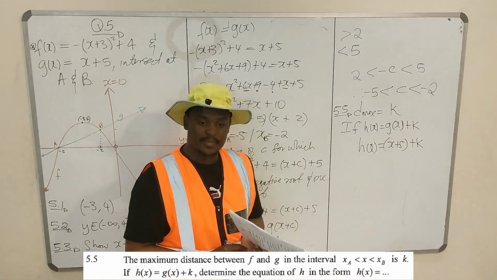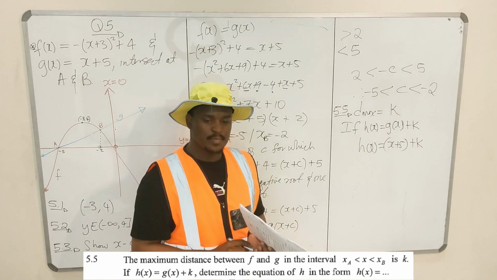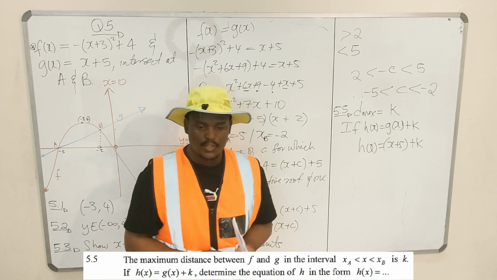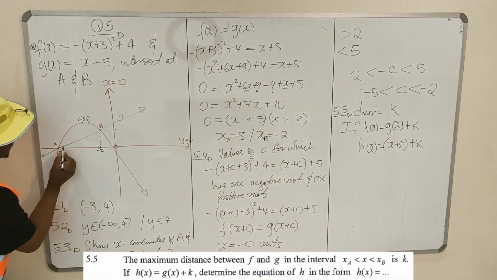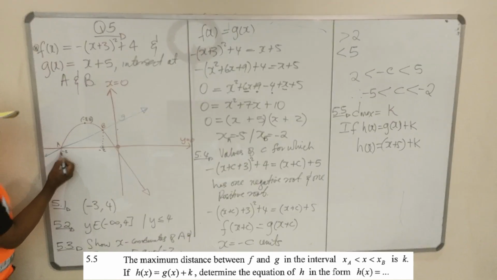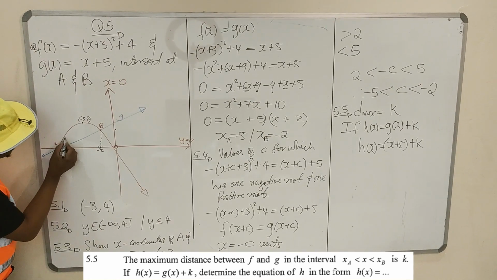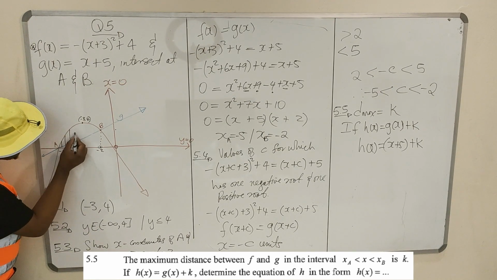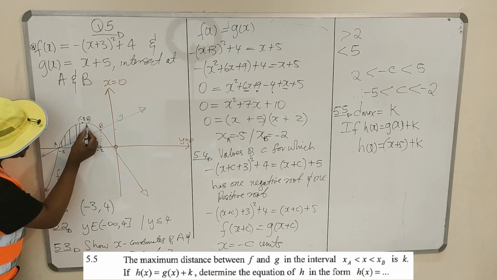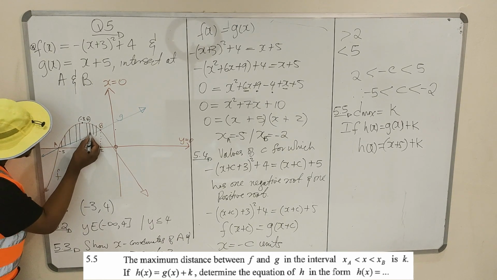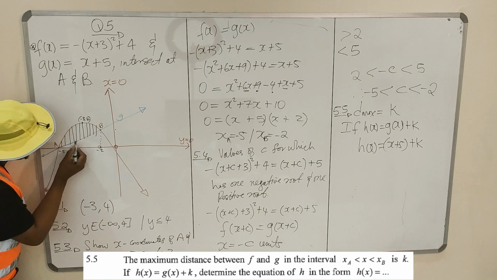What is k? K is the maximum distance. So you need to find the maximum distance between the two functions. So what is the maximum distance? The distance between the functions, the vertical distance, which is f of x minus g of x. So it's the vertical distance that is anywhere between these two points A and B.